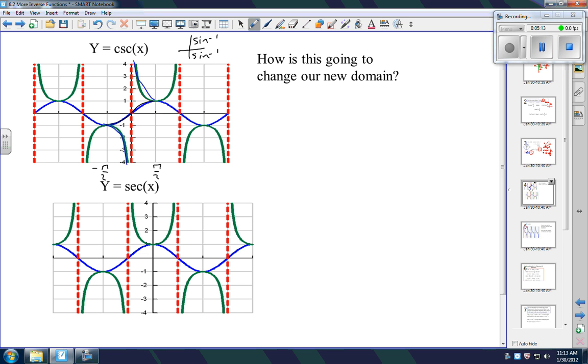Now domain and range are going to do some different things for these guys. So for the old function here, your domain was anything from negative pi over 2 up through positive pi over 2. We're ignoring the fact that the asymptote isn't going to have a value at 0, but we can take care of that later.